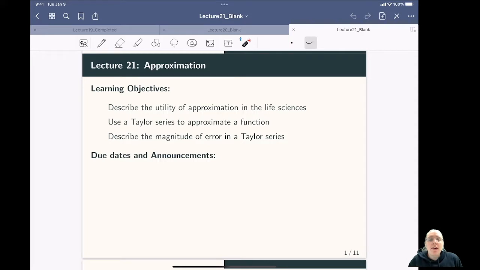All right, in this lecture we're going to talk about how approximation is used in the life sciences and why it's particularly important in the mathematics of the life sciences. We're going to use a Taylor series to approximate a function, and we're going to describe how good or how bad our approximation is by talking about the error in the Taylor series.